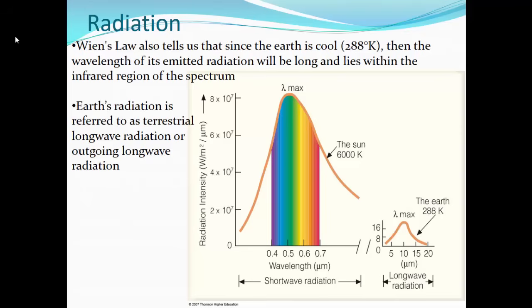Earth's radiation is referred to as terrestrial long-wave radiation, or sometimes outgoing long-wave radiation. Bottom line is, the sun emits short-wave radiation, the Earth emits long-wave radiation. This will become very important as we talk about the greenhouse effect.